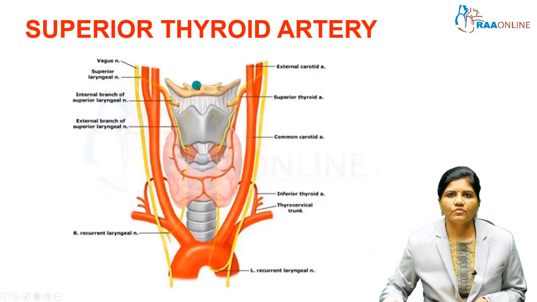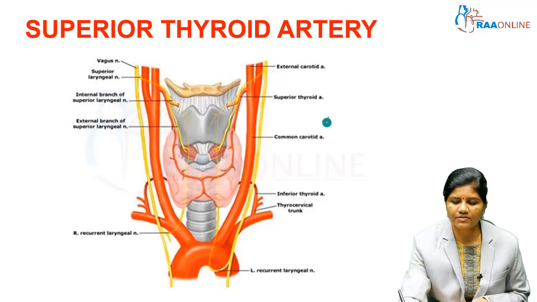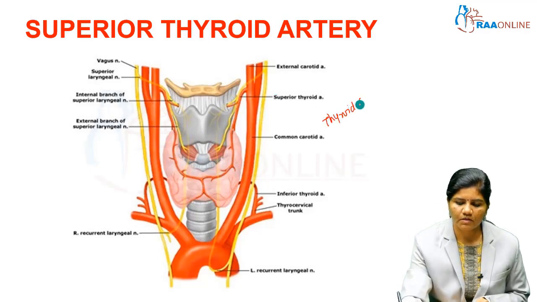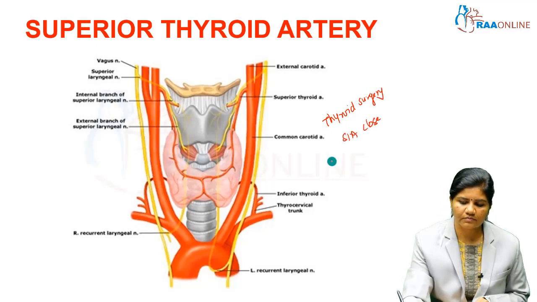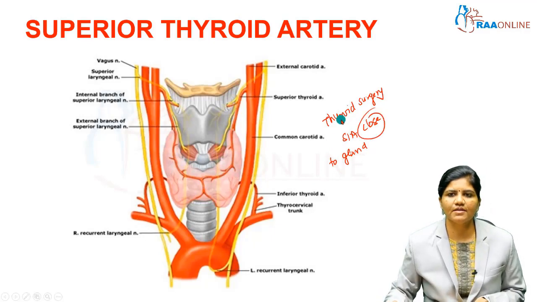Let's see the relations of the superior thyroid artery. Already I have told that the superior thyroid artery has a close relation with the external laryngeal nerve. Near the apex, the superior thyroid artery runs superficially and the external laryngeal nerve runs deep to the gland. So at the time of thyroid surgery, we should ligate the superior thyroid artery close to the gland to avoid damage to the external laryngeal nerve, because near the gland the nerve runs deep and runs away from the artery.